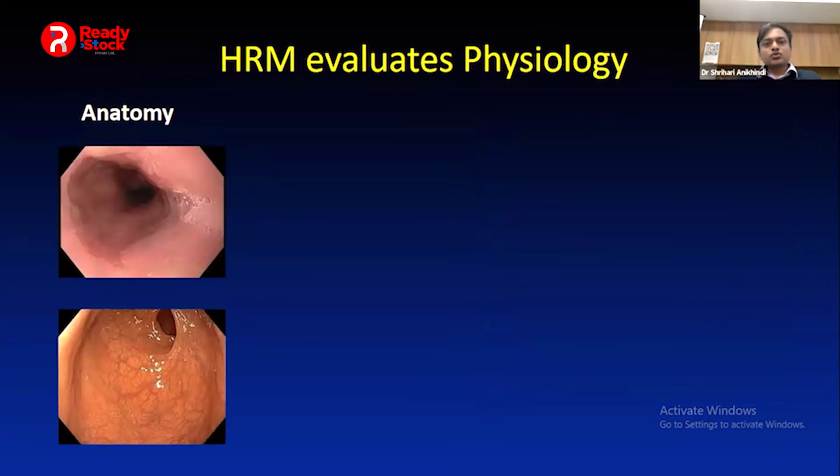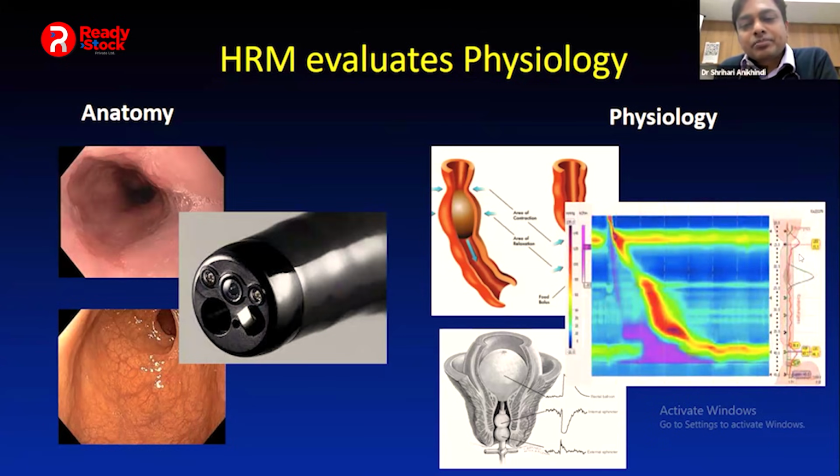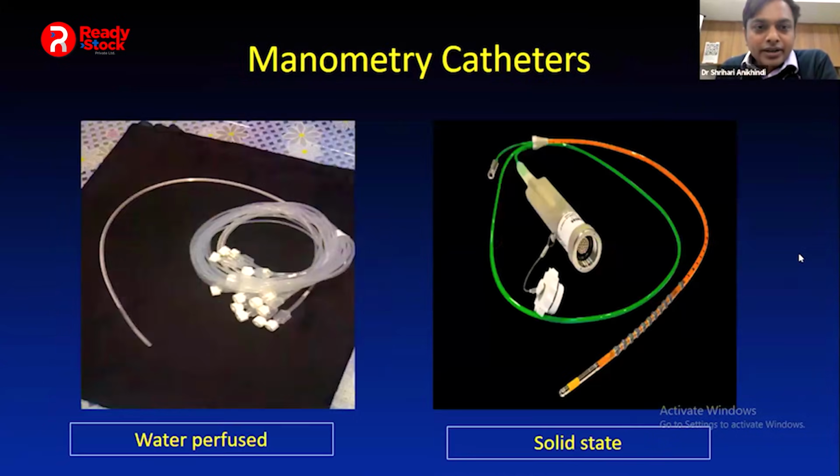So what high resolution manometry does is that, as for anatomy you have an endoscopy, for motility, so when we talk of the esophagus or the anorectum, these are organs which have a lot of physiology to them, not just anatomy. So for the physiology, you have this modality called manometry, which helps in evaluating the physiological motor function of these organs, right?